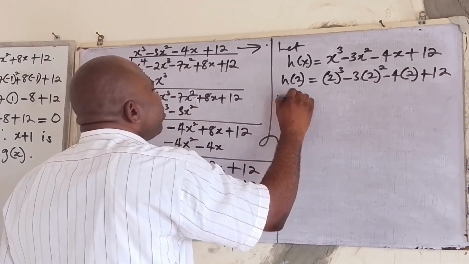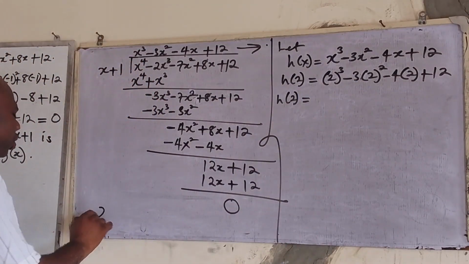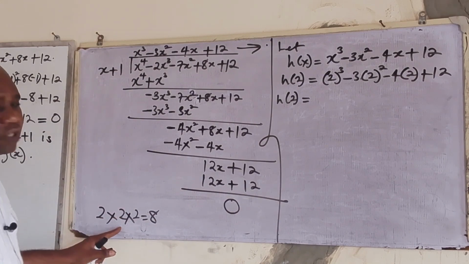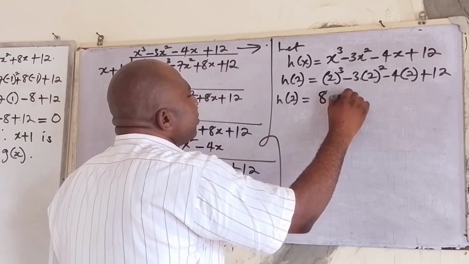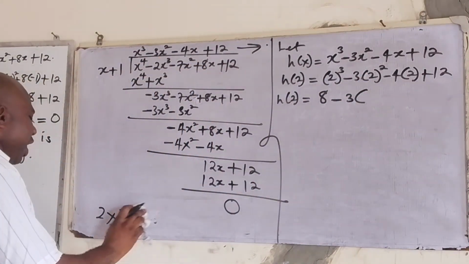So it means h of 2 will be equal to 2 power 3, which is 2 times 2 times 2. And of course, we know 2 times 2 is 4, and 4 times 2 is 8. So here we have 8 minus 3 in bracket 2 power 2, which is just 2 times 2.